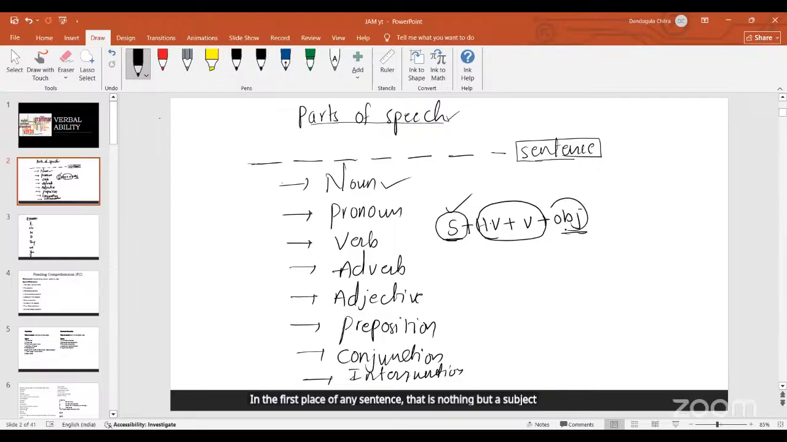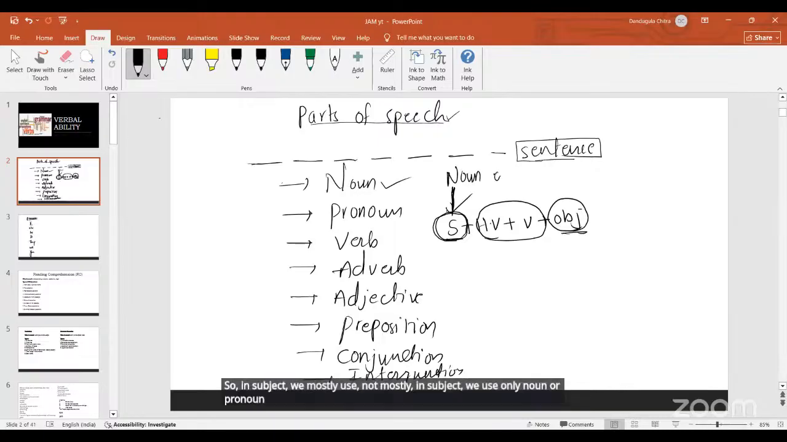And object means the last part of the sentence. It is not just one word, it may be a combination of words. But for subject it is just one word. In subject, we use only noun or pronoun.